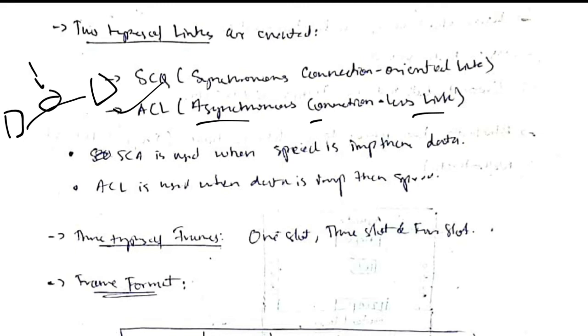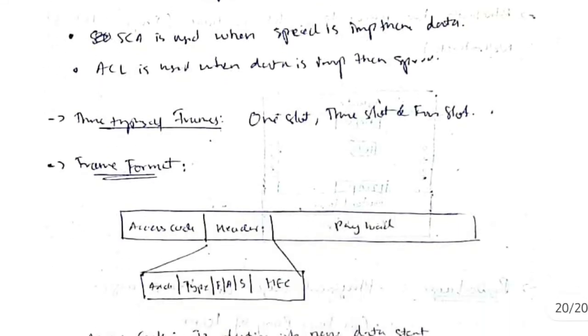That's the priority. And it has three types of frames: 1 slot, 3 slot, and 5 slot frames, which means 1 slot will be sent at a time. Here three slots will be sent, and here 5 slots will be sent.